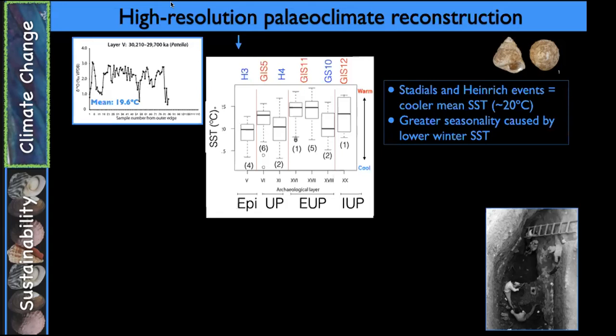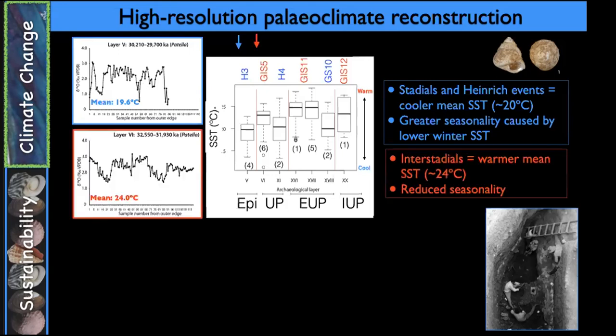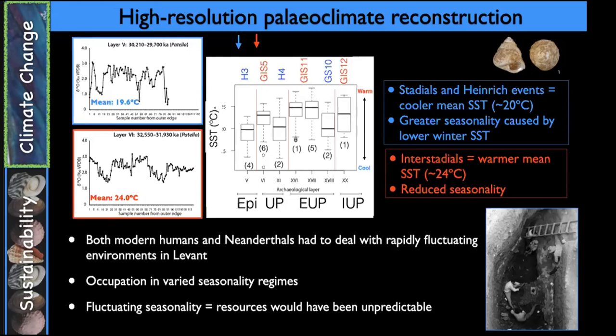In the layers dated to the cooler periods, known as Heinrich events and stadials, we get generally cooler mean sea surface temperatures and a higher seasonal range. Whereas during warmer interstadial phases, we see warmer mean sea surface temperatures and a generally reduced seasonal range. And this pattern is repeated throughout the sequence. So what does this mean in terms of human environment interaction in the region?